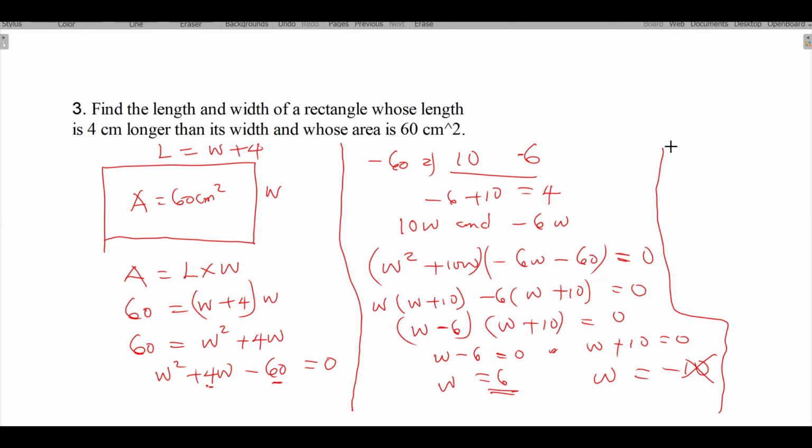is 6. So if the width is 6, that means the length is W plus 4, and that will be 6 plus 4, and that will be 10. So the length equals 10, the width equals 6. So if you multiply, you find out that the area equals 60. That's the way to interpret it.